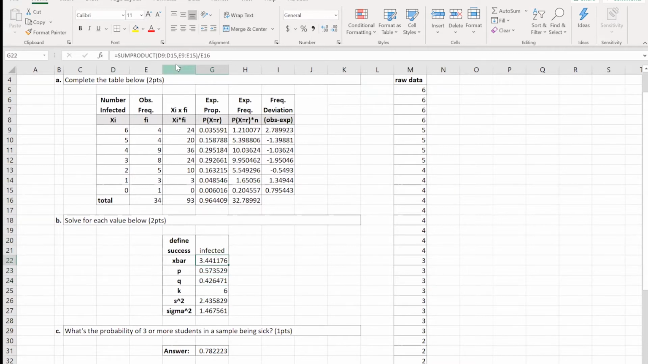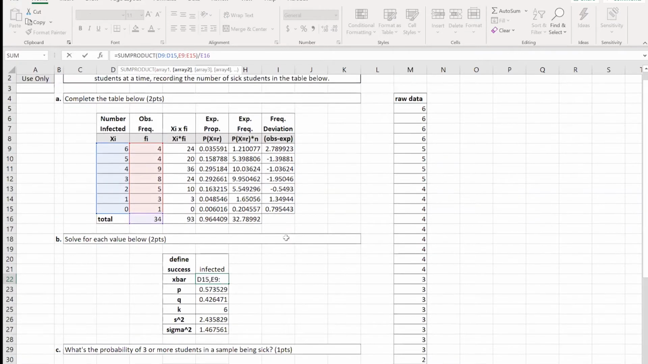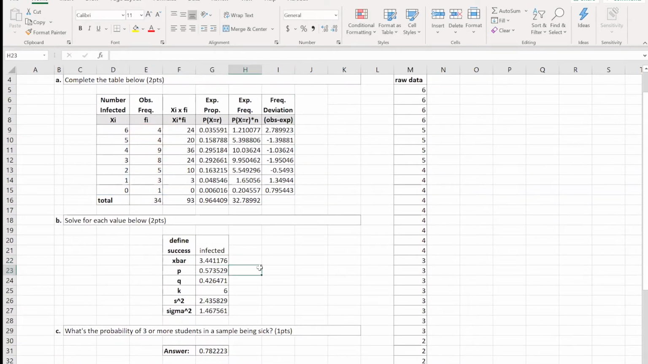I calculated X bar doing the sum product divided by the sample size, so the sum product of these 2 columns, or you could do the sum of this XI, FI, which is the same thing as the numerator in the weighted mean equation, divided by your sample size, your total samples, to get X bar. And that's the mean number of students infected per sample of 6 students. K is 6, that's how many students are being sampled at a time, the number of trials.